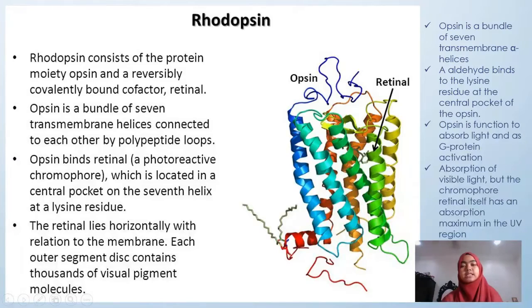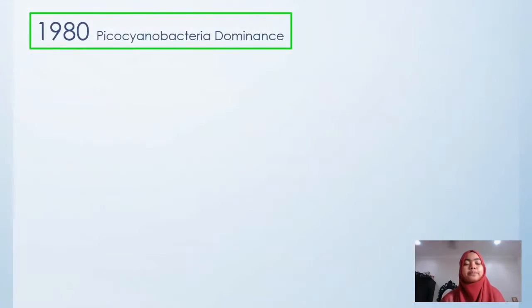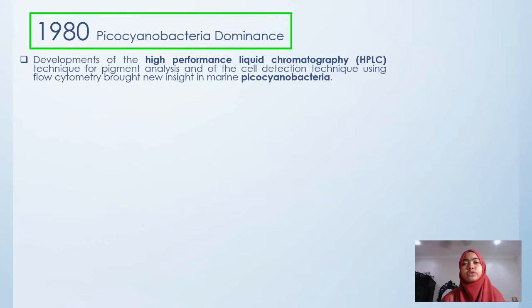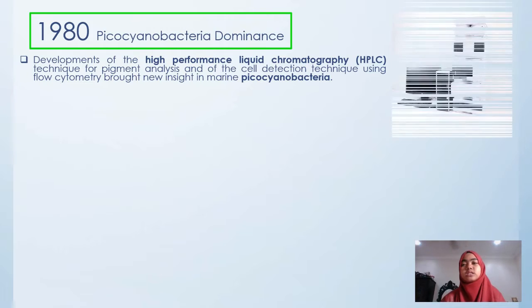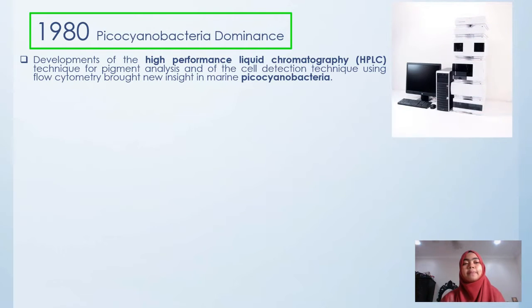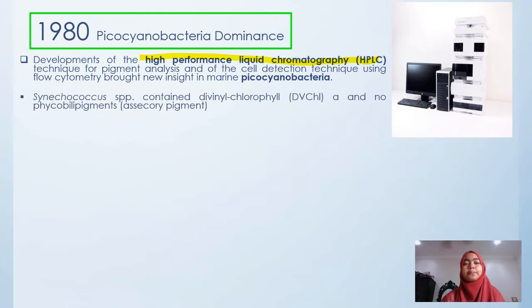Rhodopsin is well known as a photoreceptor in invertebrates, as a light sensor. In 1980, picocyanobacteria dominance was revealed with developments of HPLC. This is the image of HPLC. HPLC is a technique for pigment analysis, and together with the cell detection technique using flow cytometry, it brought new insight in marine picocyanobacteria. So by using HPLC, we can discover more about the picocyanobacteria.